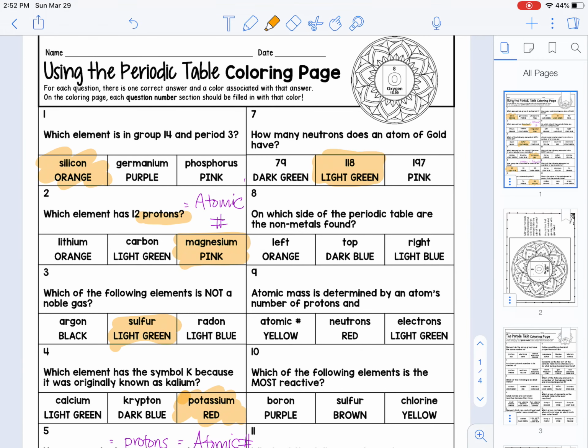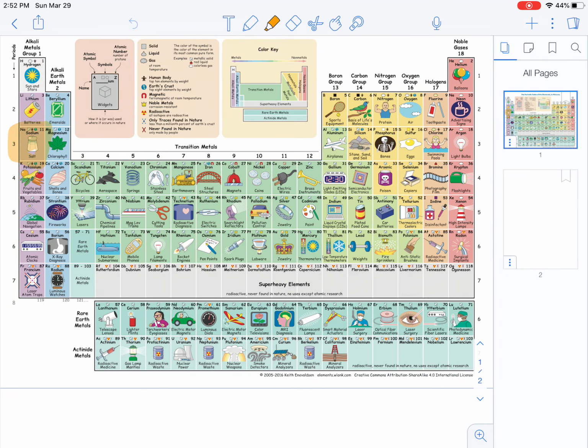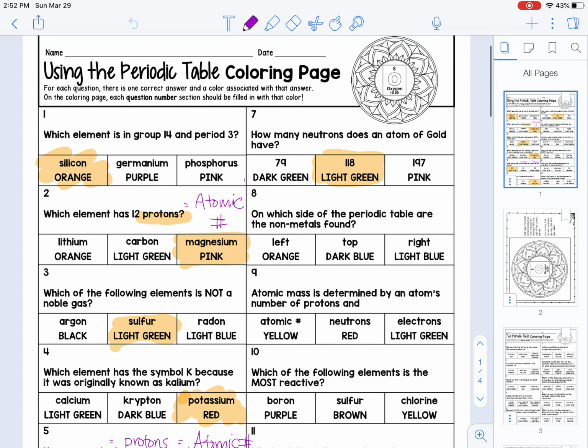Number 8, on which side of the periodic table are nonmetals found? If we go back and look at our periodic table, I have metals here on my left side. And I also have my actinide and rare earth series. And then here I have my metalloids along my staircase, and my nonmetals are here on the right. So nonmetals are found on the right, so we'll color that in light blue.